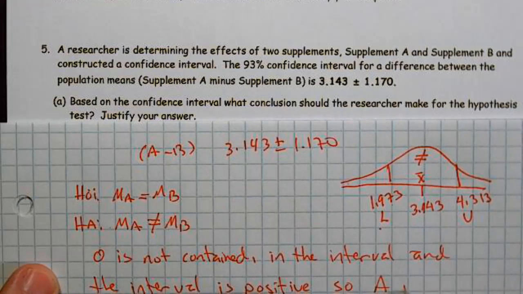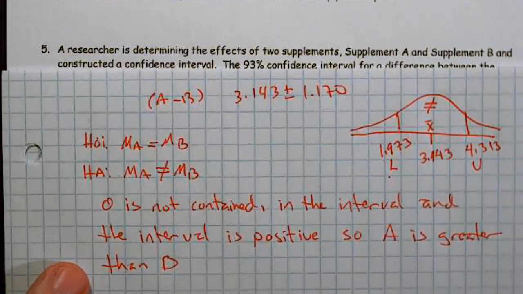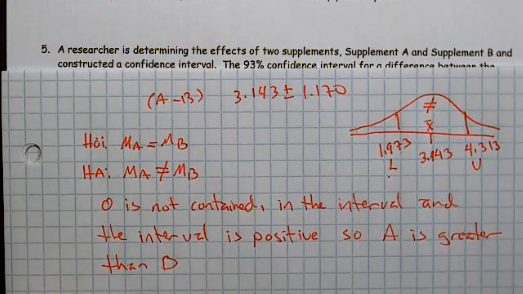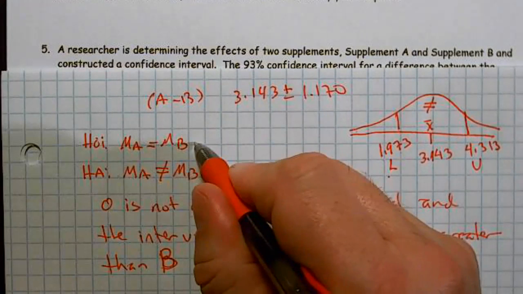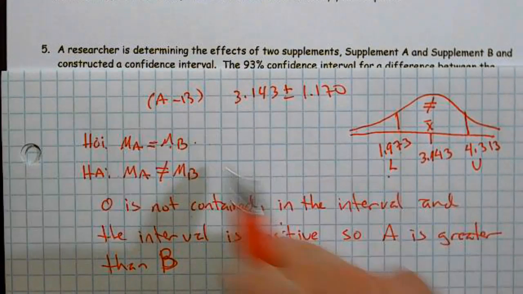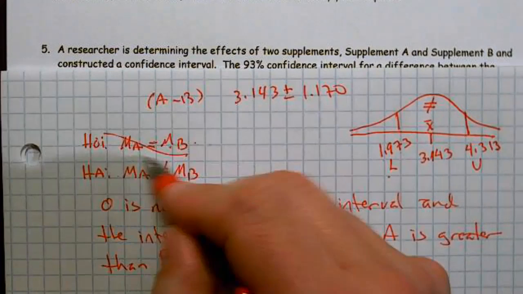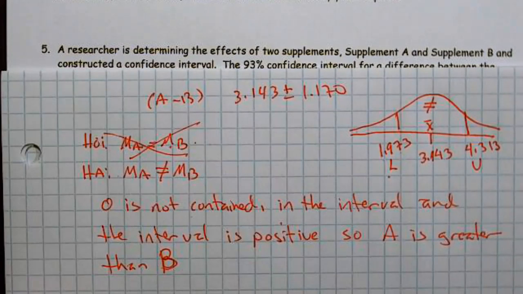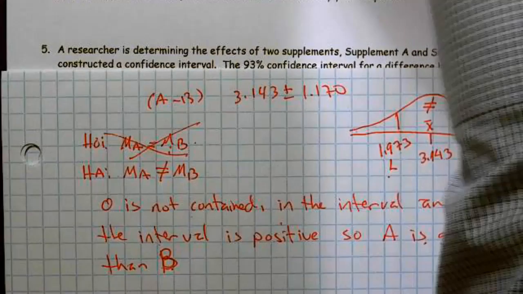So A is greater than B. Now, I don't know what it is greater than at. I have no idea. The problem didn't tell me this. All I know is 0 is not contained because this minus this would be equal to 0. Another way of saying this is they're equal to 0. Well, that's not true. They're not equal. So that's not the case. So the interval is positive, so A is greater than B. So that's what we decided there. All right, so that answers part A.